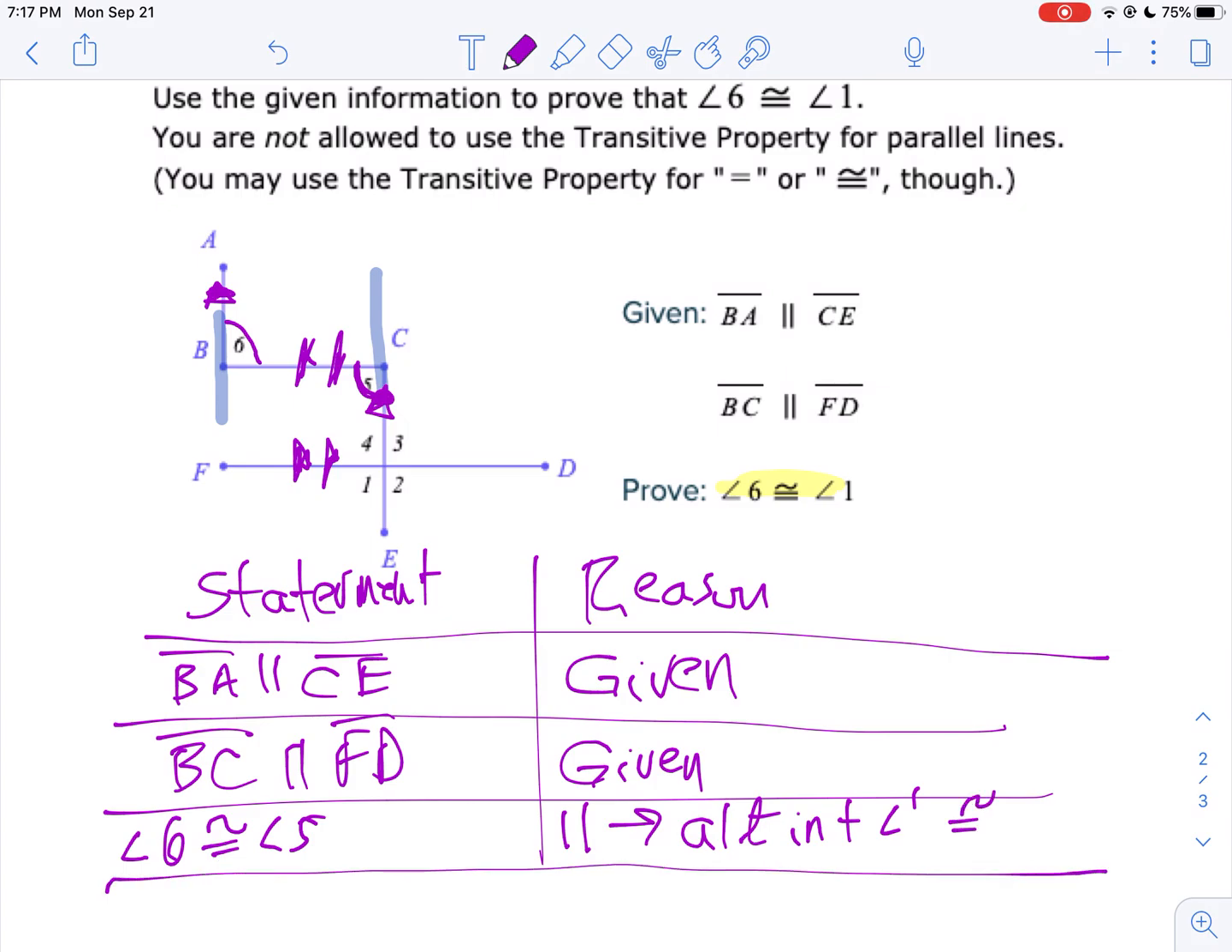Let's keep on going with angle 5. Now let's use parallel lines BC and FD. Is angle 5 congruent to angle 1? Sure it is. They're both below the line, and they're on the same side of the transversal. That makes them corresponding. Why did I pick angle 1? Because I looked ahead and said, I want to get angle 1 involved somehow. So we're going to say angle 5 is congruent to angle 1. If the lines are parallel, the corresponding angles are congruent.